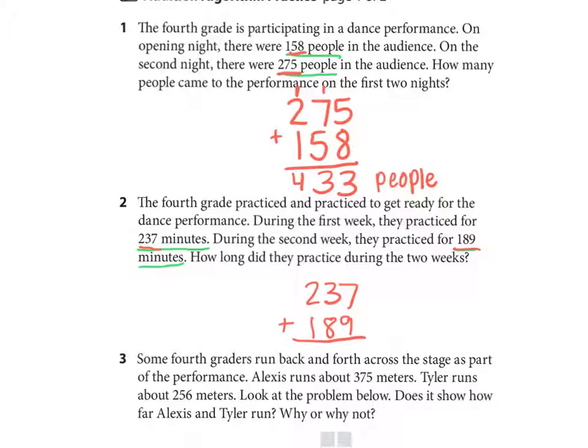So now I'm going to add them. 7 plus 9 is 16. 3 plus 8 is 11, plus the extra 1 is 12. And 2 plus 1 is 3, plus the extra 1 is 4. So 426. And it's not people this time, it is minutes. So I'm going to label it with the correct label.